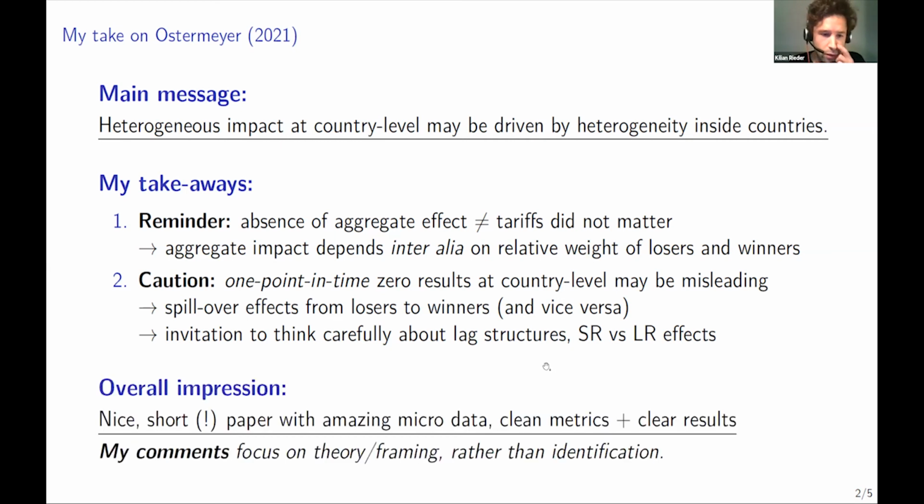Now, overall, I think it's a nice paper. It's also a very short paper, so that's also a virtue nowadays, I think. It has amazing microdata, clean metrics, and clear results. So my comments today, maybe surprisingly, are not going to be so much about identification, although you can always come up with a story there. I'm going to focus instead on theory and framing, because I think that's where something can still be done, and where you can perhaps get a bit further.